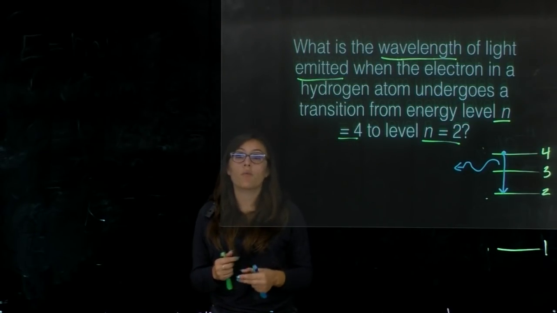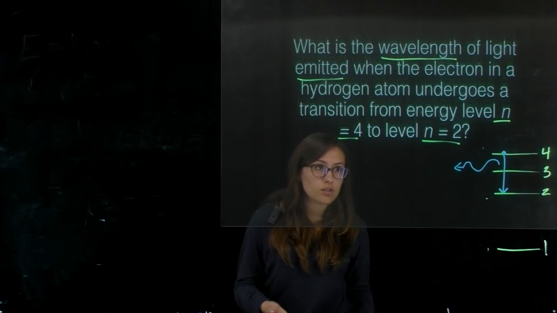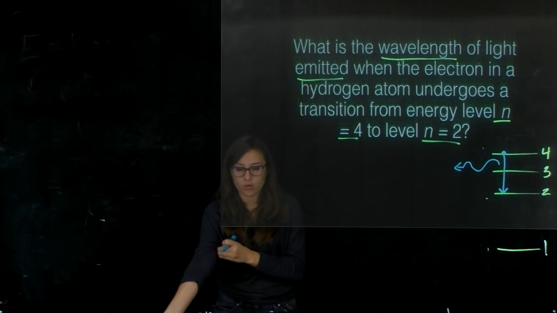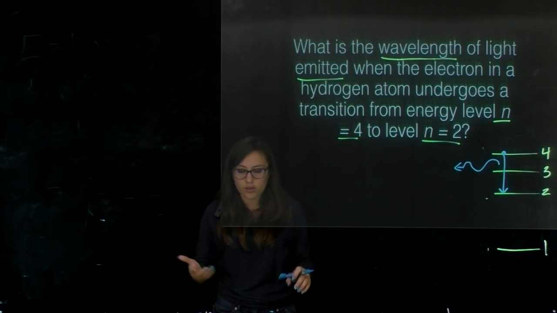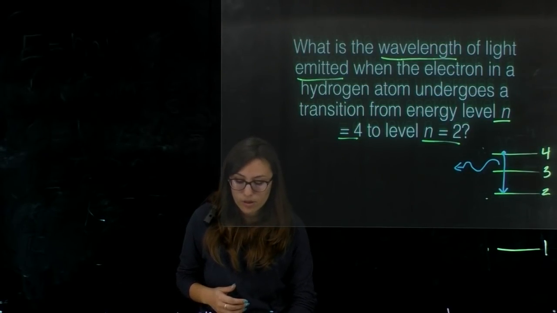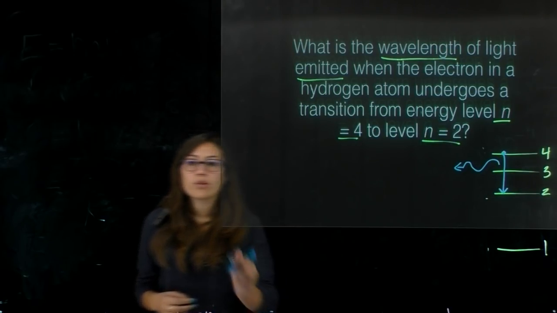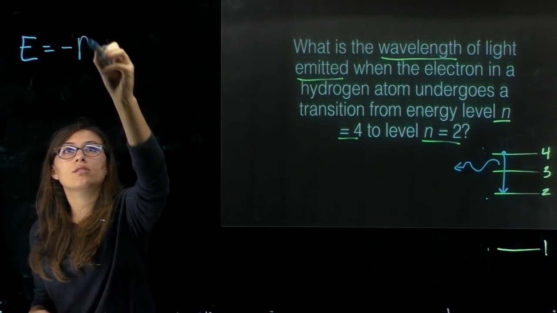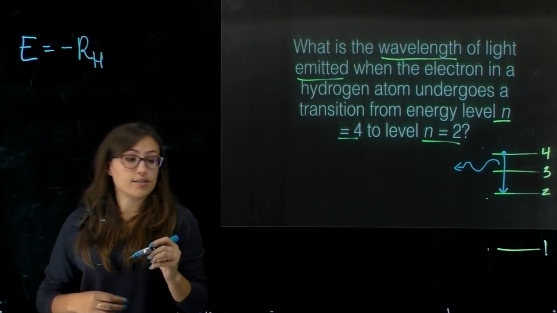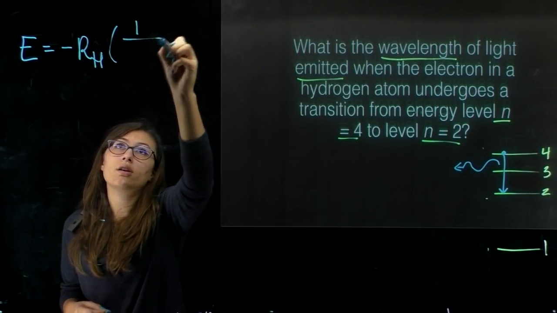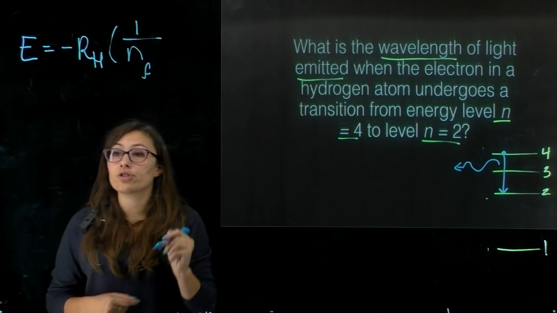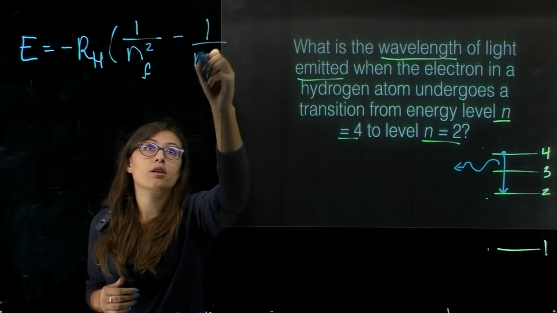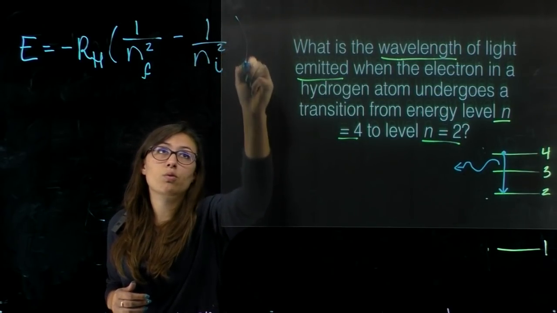So what kind of formulas are we going to need to actually answer this type of problem? Well, we're going to need a handful of equations. Well, we learned the equation that uses the Rydberg constant, which is energy equals minus the Rydberg constant multiplied by 1 over n final, which is the energy state that you end in, squared, minus 1 over n initial squared.